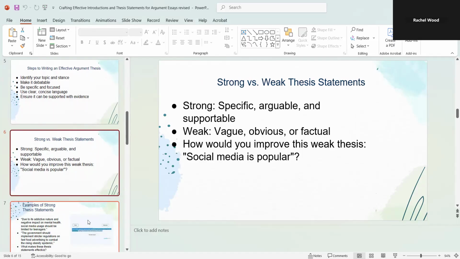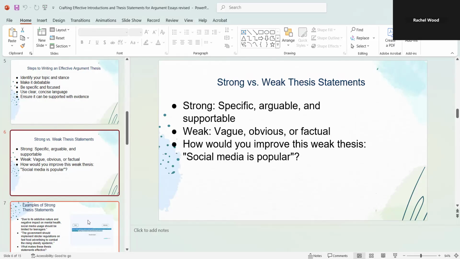So strong versus weak thesis statements. Strong thesis statements are specific, arguable, and supportable. Weak thesis statements are vague, obvious, or factual. So if you looked at this thesis statement, social media is popular. Notice there's a question mark there because I don't know if that's a question or if it is just a standard statement of opinion. Social media is popular does not tell me anything at all.